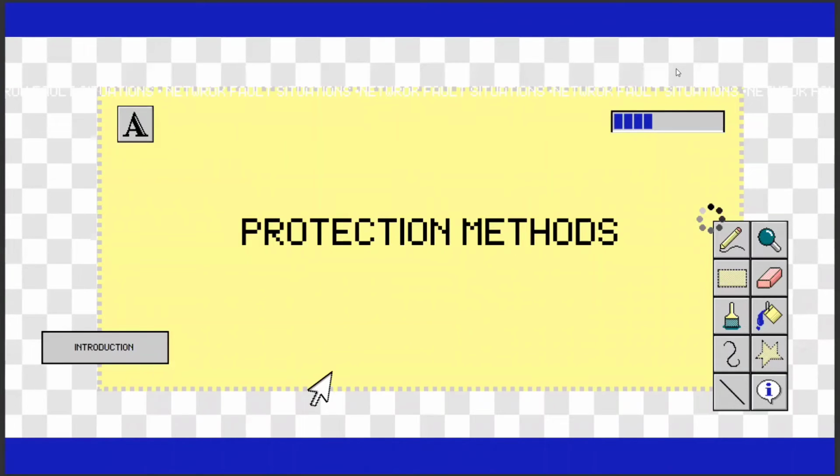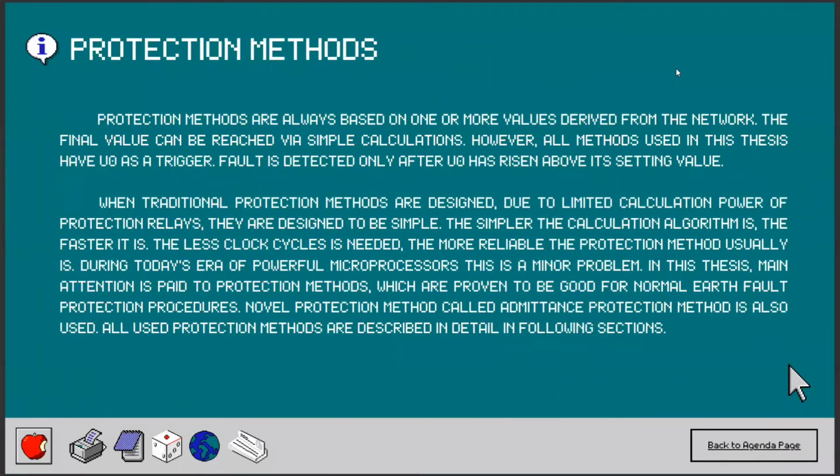Okay, so next are the protection methods. The protection methods are always based on one or more values derived from the network. The final value can be reached via simple calculations. However, all methods used in this thesis have V0 as a trigger. A fault is detected only after V0 has risen above its setting value.